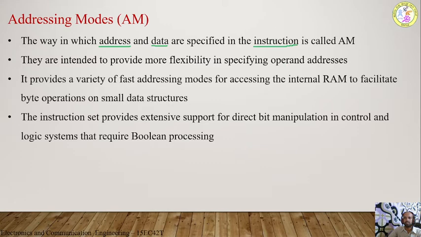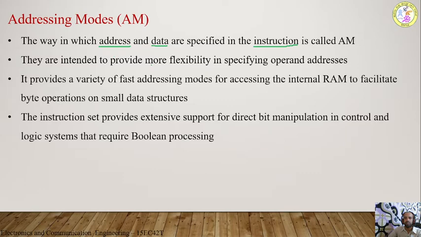What do you mean by an instruction? An instruction is a command which will instruct the processor or the device to perform certain operations. That is called an instruction. So in that instruction, how we write the address or how we write the data, that way of specifying the address or the data is called the addressing mode.